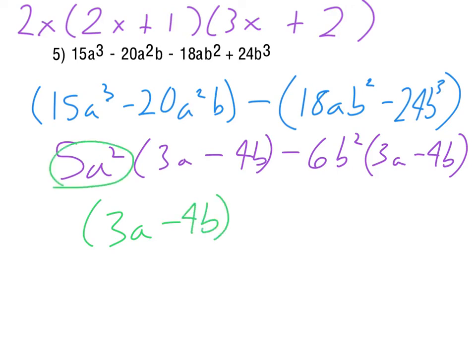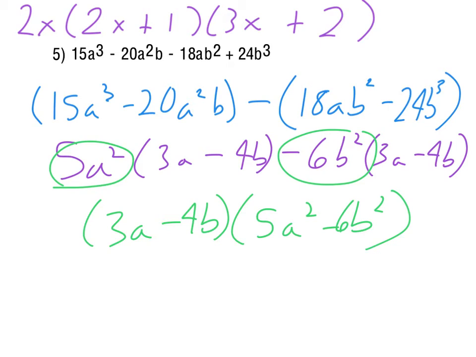So again, what we do there is we factor out the 3a minus 4b, and then we're left with 5a squared minus 6b squared. You would want to check to see that this does not factor, again, it's that higher degree, but that doesn't factor, so we're all set there.